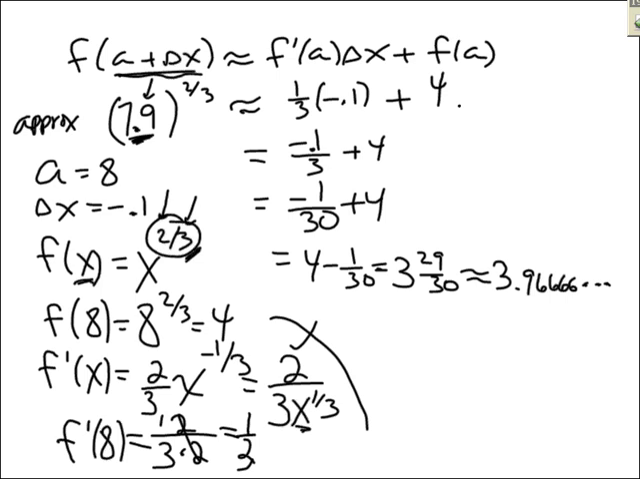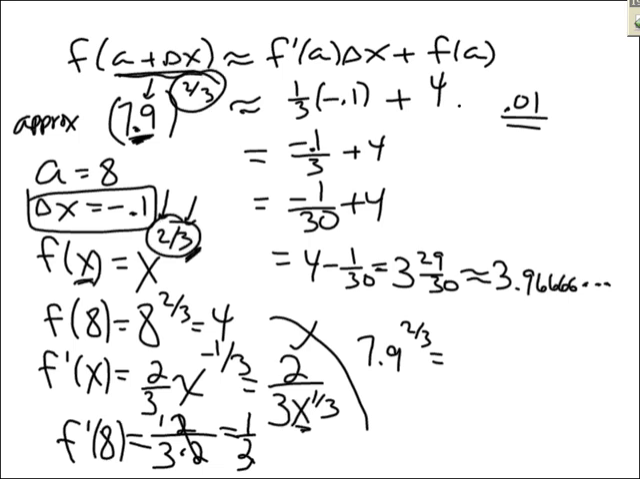Let us calculate 7.9 to the 2/3. Now, last time our delta x was negative 0.1, but we squared, and our error was 0.01. This time we have the same delta x, but we're not squaring. We're doing less than squaring. I think our error would be less. It won't be as much as 0.01.